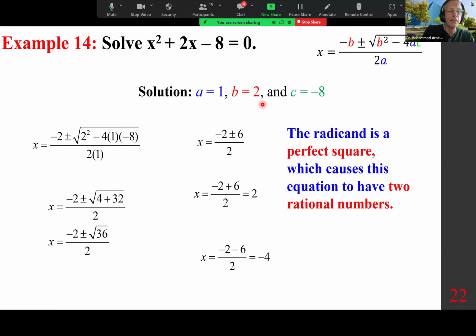And here's what I want you to notice. The radicand is a perfect square. That means it comes out, which causes this equation to have two rational numbers. So when that happens, you get two rational numbers. In fact, you can factor it. So when that's a perfect square, you can factor this. Okay?